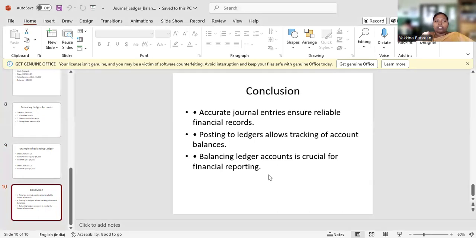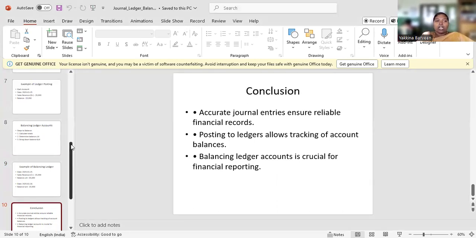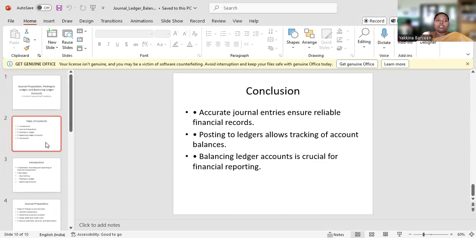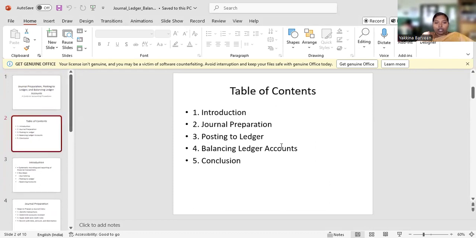So this is the purpose of using a journal, then journal preparation, posting to the ledger, then balancing ledger accounts.